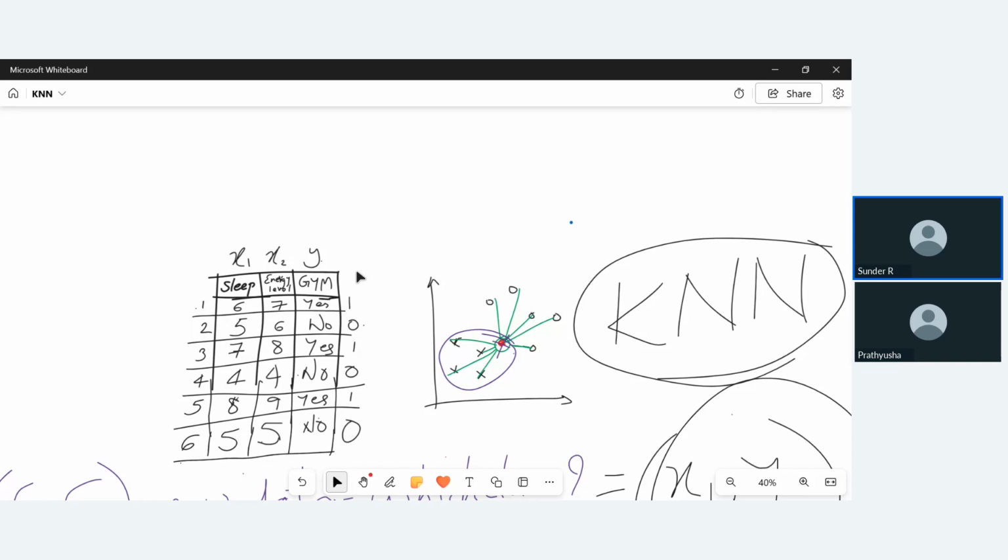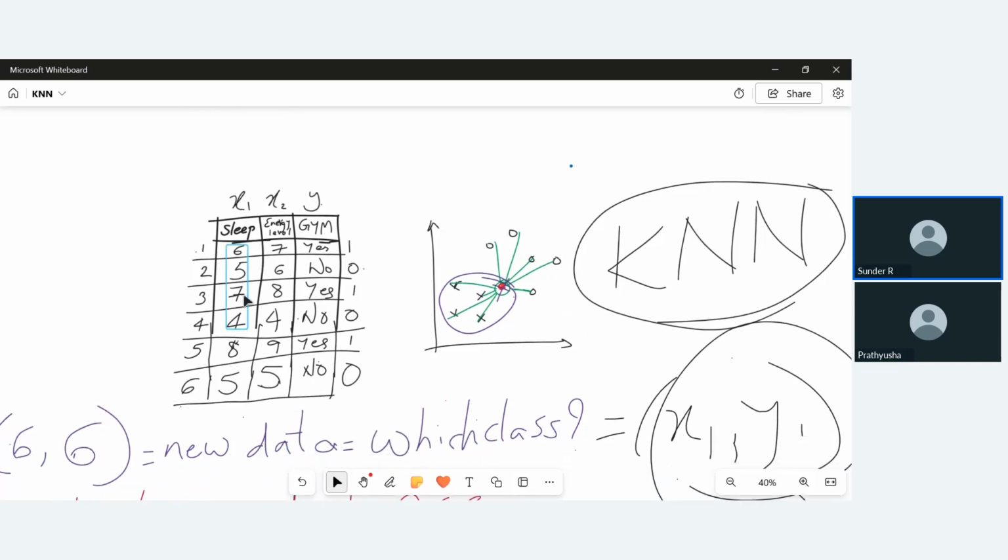Is it clear? So we have sleep and energy levels, which are our independent variables. While coming to gym, that is the dependent variable, which depends on sleep and energy level. Is it clear? Here we have 6 samples. Since it's a binary classification, we have only 2 classes, either yes or no, isn't it? This yes or no can also be converted to 0 and 1 by using one-hot encoding, right?